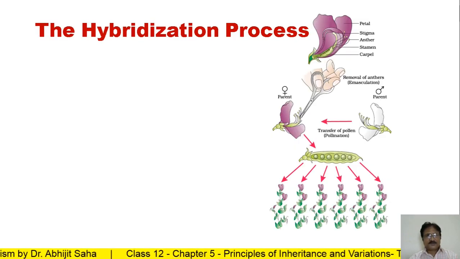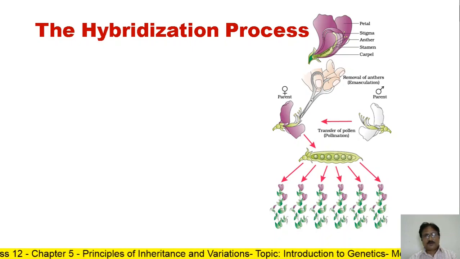Now, in the previous discussion, we came across the cross-pollination and hybridization process. Let us first understand what this hybridization process is. Cross-pollination or hybridization means the transfer of pollen grains from the anther of one flower to the stigma of another flower.